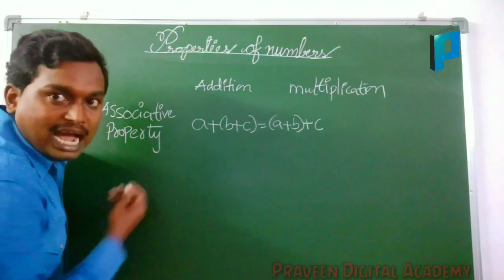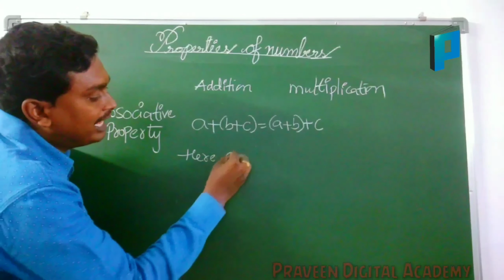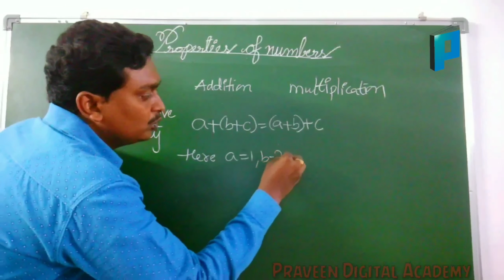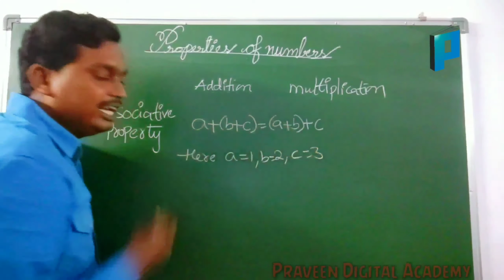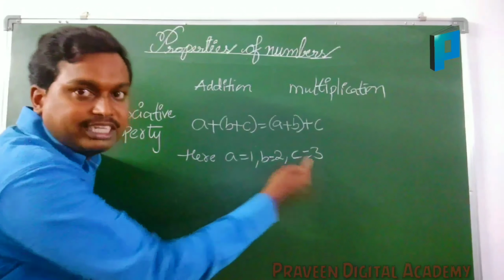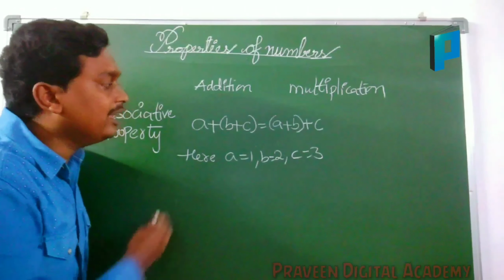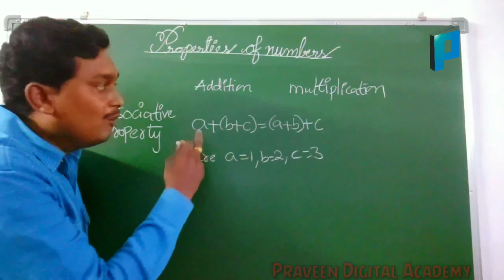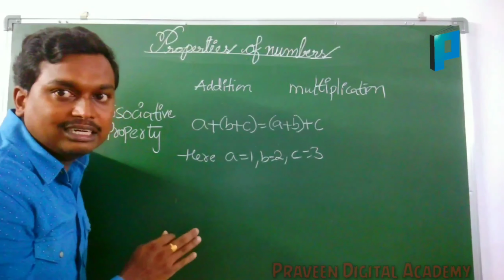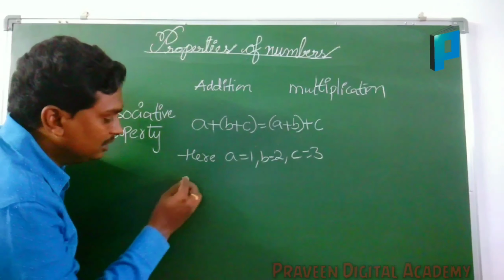Now let me give a proof here. Let me take a is equal to 1, b is equal to 2, c is equal to 3. It does not mean we have to take a is equal to 1, b is equal to 2, c is equal to 3. You can take any number. If you keep any numbers in the place of a, b, c, in the associative property under addition, you will get equal answers. I will go with LHS.